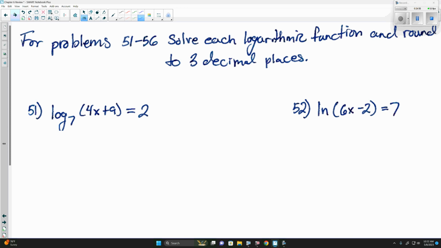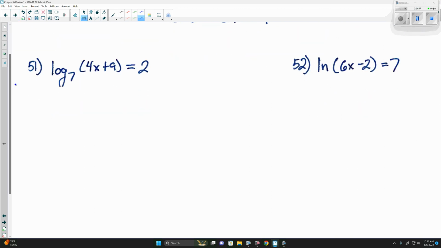Questions on 51 or 52? Either one of these that we want to look at. 52. To get rid of the logarithm, because log is by itself, we need to apply it to a certain base. What base would we apply to this here? What is the base for natural log? Because those would cancel, telling us 6x minus 2 is equal to e to the 7th. At this point, we just need to solve this for the value of x.